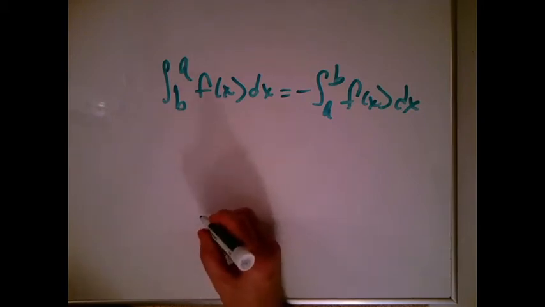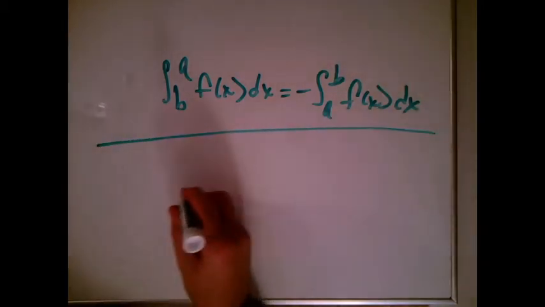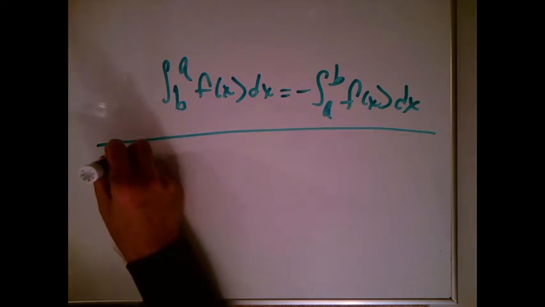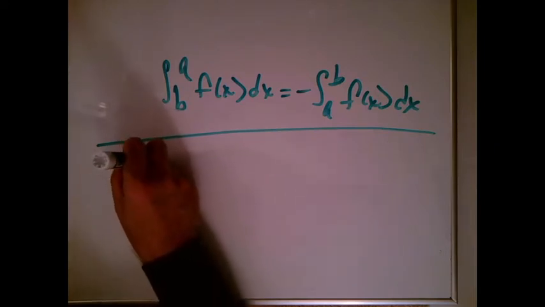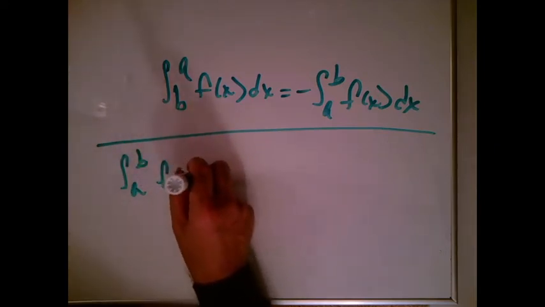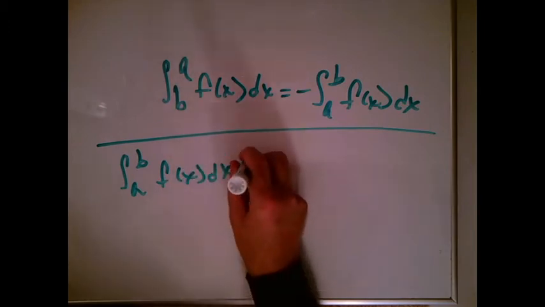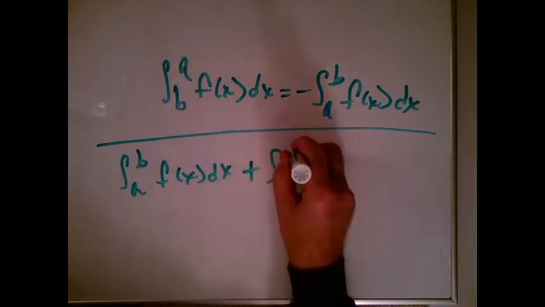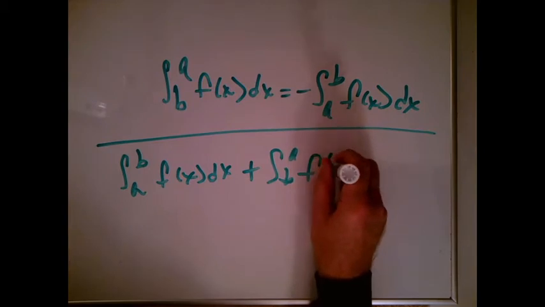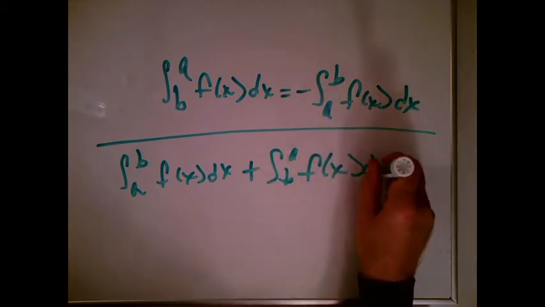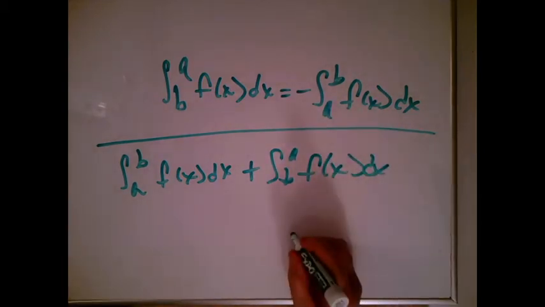Now, if you don't like that, we can start it this way instead. Let's just add the following two integrals. The integral from a to b of f of x dx plus the integral from b to a of f of x dx, like that. Right? Well, we're going to get two things.